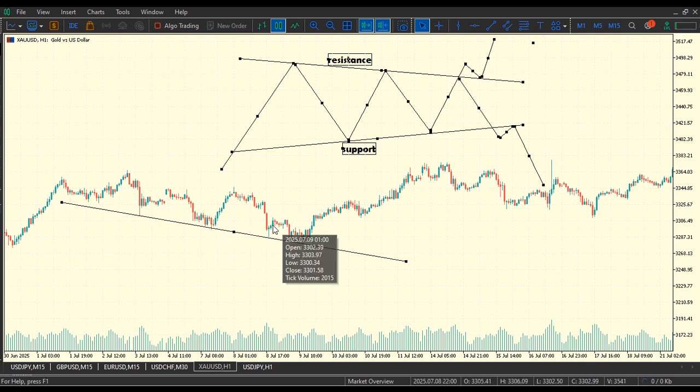Then at the same time, this is where the price is resting on. So this marks a very strong support level that we are able to see. So we could get a resistance at the same time. So we could get key points around here.